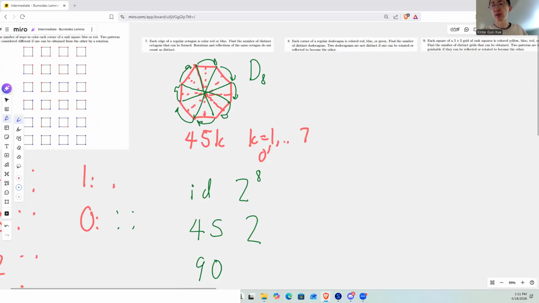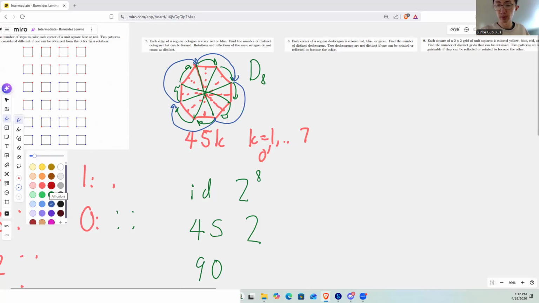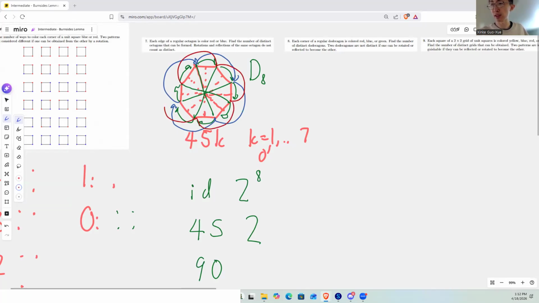What about a 90-degree rotation, right? So here, this is sent here, this is sent here, this is sent here, and this is sent here. This is sent here, this is sent here, this is sent here, this is sent here. So here there's 2 squared. There are 2 choices for this vertex and 2 choices for that vertex, and those 2 vertices uniquely determine the colors of all the other vertices. So 2 times 2.